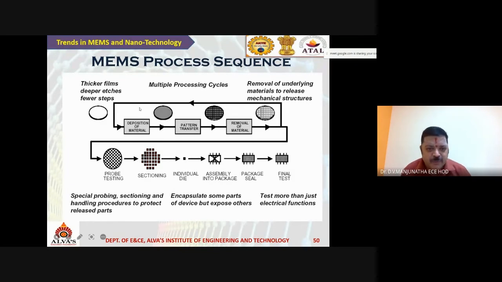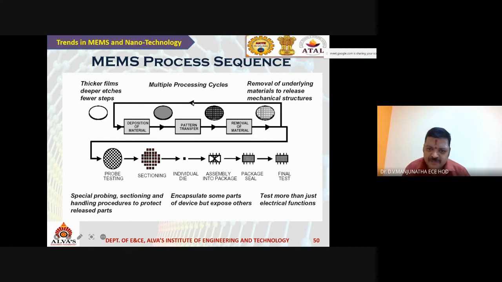MEMS process sequence. Thick films of deeper features, fewer steps, right? So these are all the steps used, multiple processing. Let us not go into detail into all this: deposition of material, pattern transfer. Pattern transfer can be done by using photolithography.